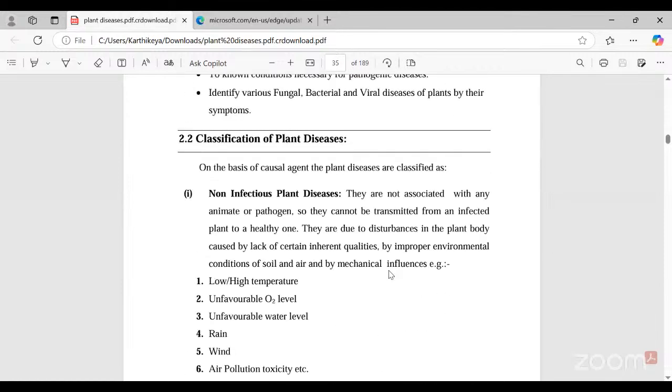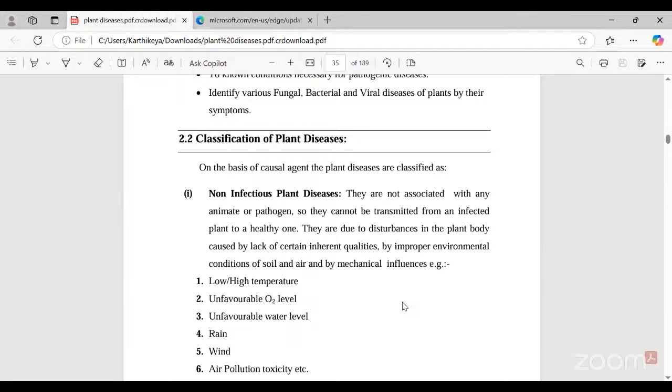Classification of plant disease. On the basis of causal agents, plant diseases are classified into non-infectious plant diseases and infectious plant diseases. The first one, non-infectious plant disease, is not associated with any animate pathogen, so it cannot be transmitted from an infected plant to a healthy one. They are due to disturbance in the plant body caused by a lack of certain inherent qualities, by improper environmental conditions of soil and air, and by mechanical influence.